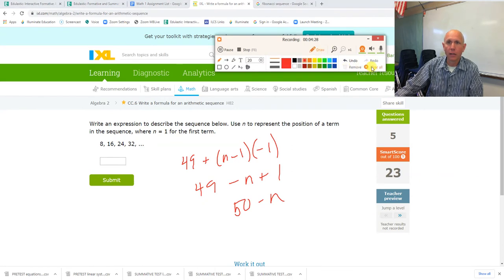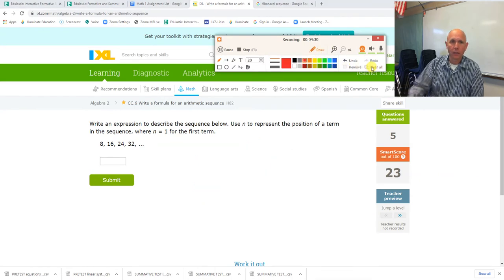Come on. I'm just going too fast or something. Okay, value of the first term. N minus 1 times the difference, which is 8. Distribution. So it's just going to be 8n.